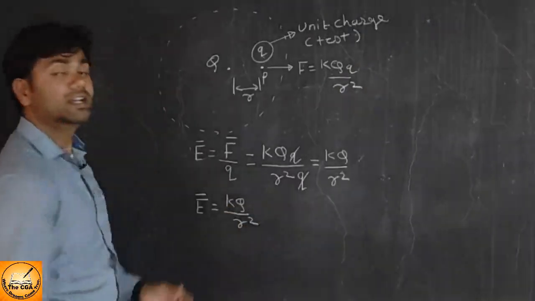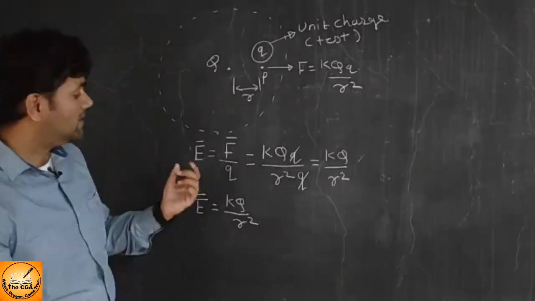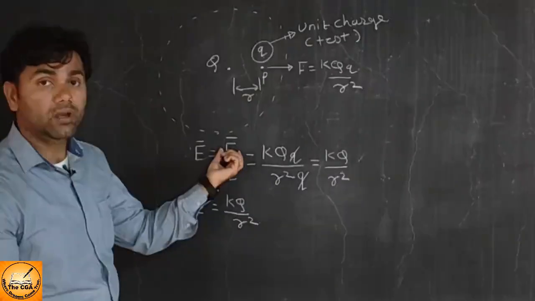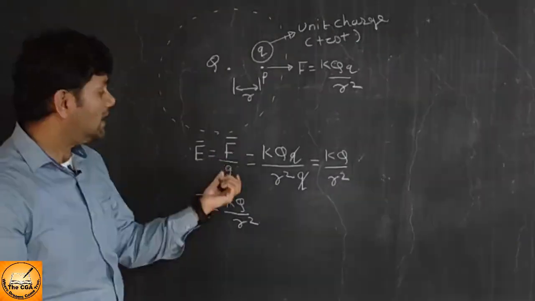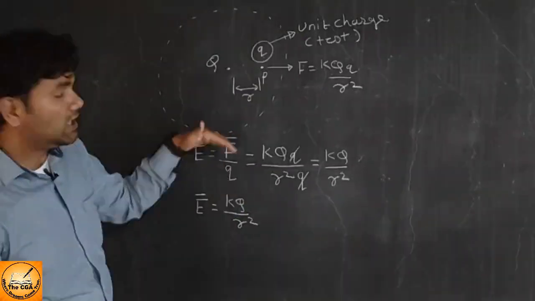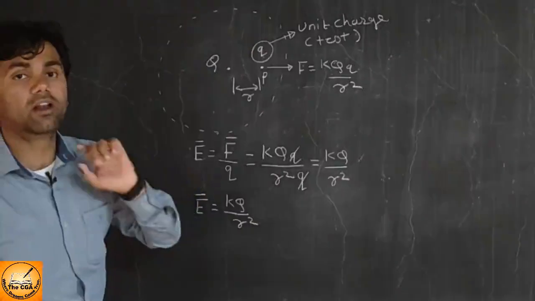Then what about its direction? Why is it a vector quantity? If we consider electric field is the ratio of force, where force is the vector quantity, and charge, which is the scalar quantity, then vector divided by scalar will always be a vector. So we can say electric field is a vector quantity.